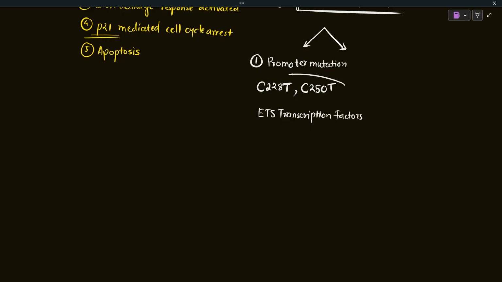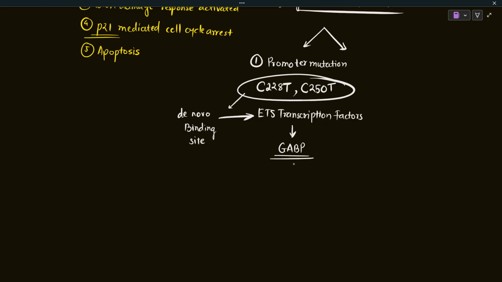Now this particular mutation will create a de novo binding site on the DNA for those ETS transcription factors. The specific, very important one is the GA binding protein, which we write as GABP. This is a very particular transcription factor which leads to TERT activation. So let's see how this GABP leads to TERT transcription. This GABP has two subunits, alpha and beta. The alpha is the DNA binding subunit.